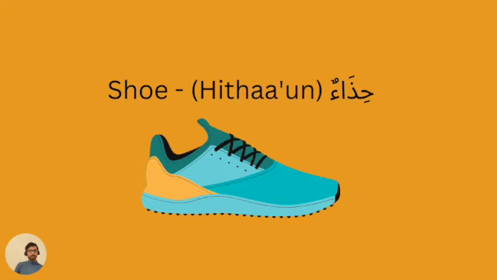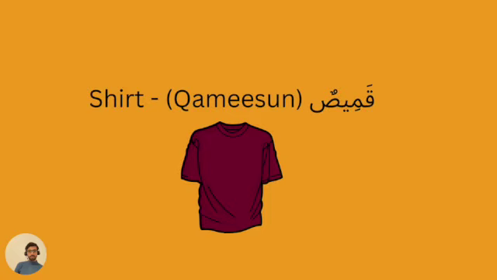Good. We have shoe. حذاء, حذاء. Repeat after me. حذاء. Good. We have shirt. قميص, قميص. Repeat after me. قميص.